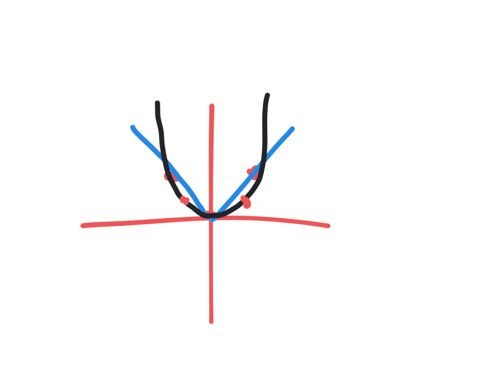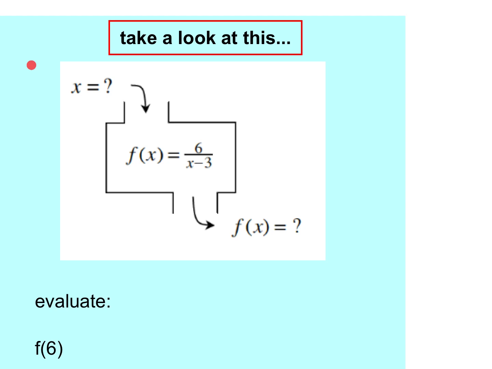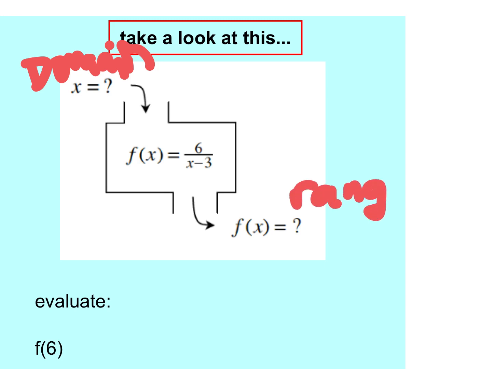Okay. So then the last concept I need to teach is something called the domain and the range. By this little machine, I want you to write the word domain here. Domain. And then I want you to write the word range here. Domain, range. The domains are the inputs, and the range are the outputs.